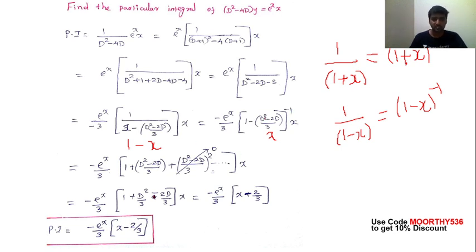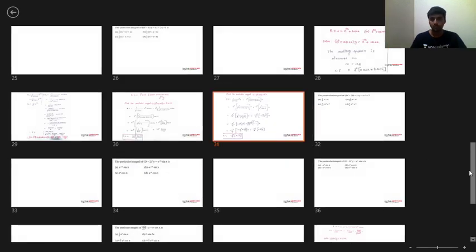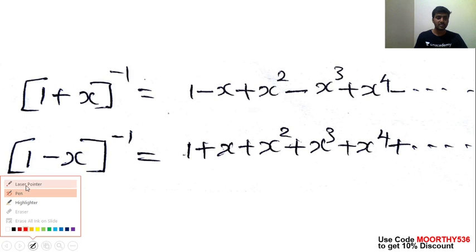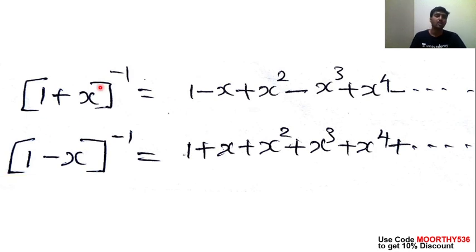First we need to expand this formula as per the binomial expansion. I think we had a discussion about this formula in the previous classes itself. 1 plus x whole to the power minus 1 is equal to 1 minus x plus x square minus x cube plus x power 4, and vice versa. Now 1 minus x the whole power minus 1 is equal to 1 plus x plus x square plus x cube plus x power 4.